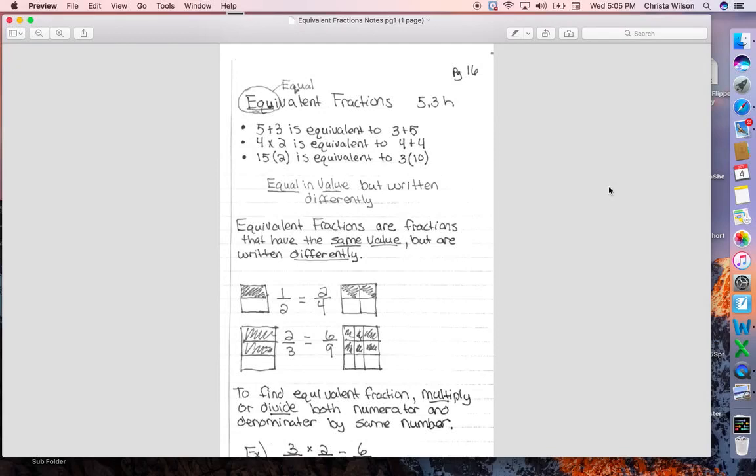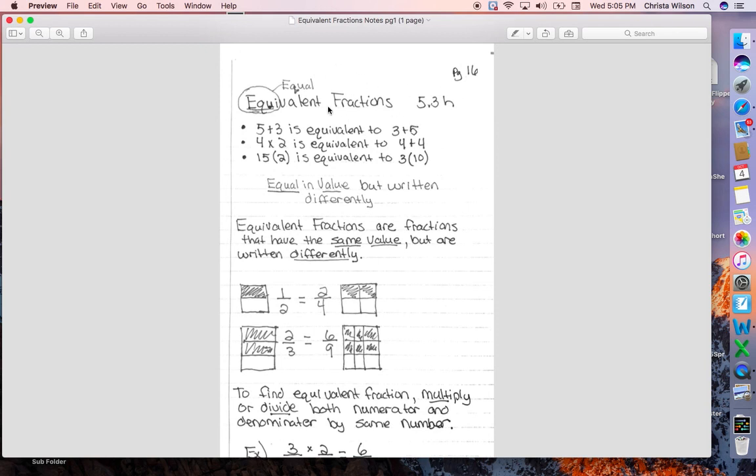We're going to be taking notes on equivalent fractions, and that TEK is 5.3H. So an equivalent fraction is just what it says, equal, meaning equal fractions. So what does this mean?